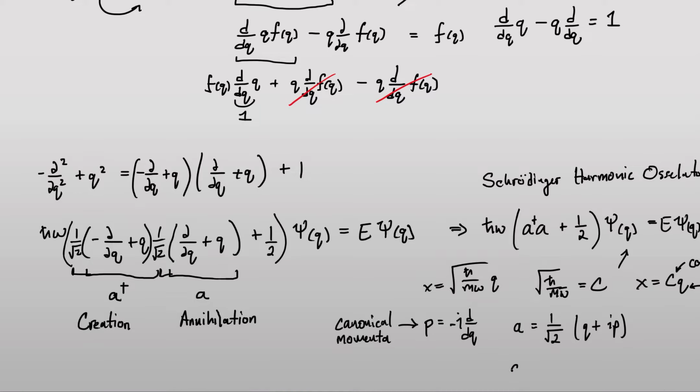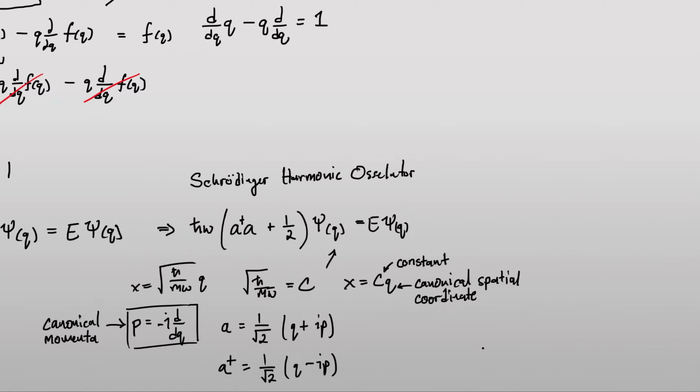Similarly, A dagger is 1 over square root 2 times Q minus IP. Okay, and so our creation operator is now in terms of our canonical momenta, just by making this definition. But you might think, okay, that's all fine and good, but what is the benefit? What exactly is the benefit in doing this?